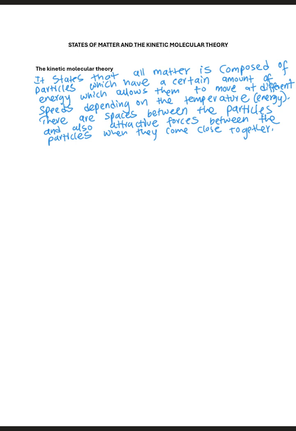So the takeaway, the main component, is that all matter is composed of particles which have a certain amount of energy which allows them to move at different speeds depending on the temperature. There are spaces between the particles, and there are also attractive forces between the particles when they come close together. Very important to note that.